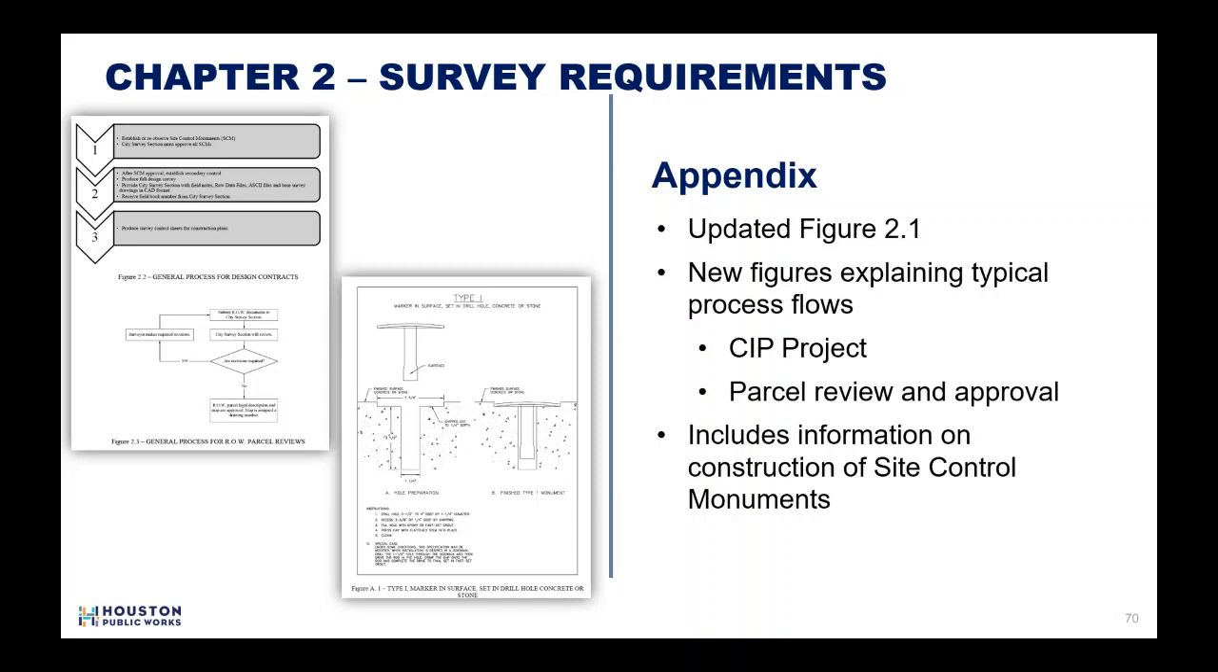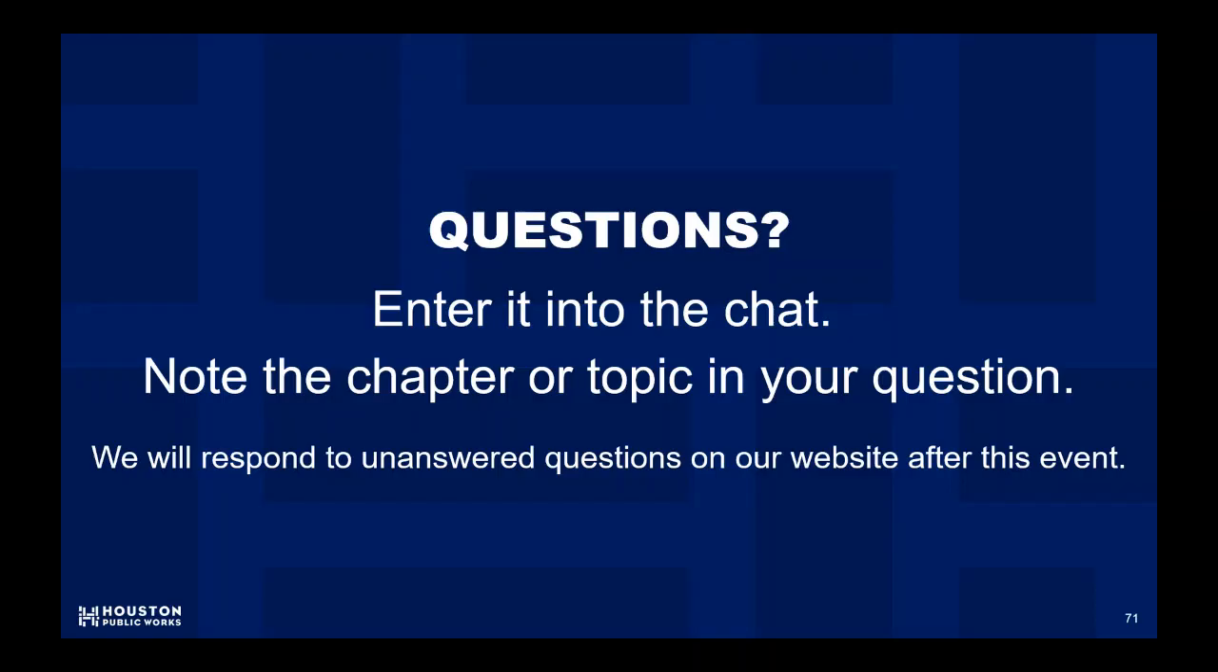This is mainly for CIP projects, this top one. And this one that's underneath is for all parcel reviews, whether they come through the city engineers or through capital projects, private or public. We have also added, instead of them being something that you have to request if you haven't done it before, the diagrams for construction of site control monuments, and we have included two options, one for doing it in ground and the other one for doing it on a hard surface such as a sidewalk. And that is a pretty quick review of chapter 2.